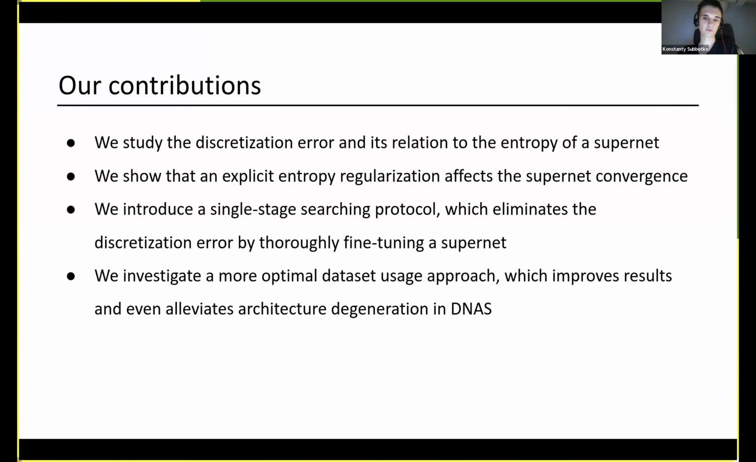So we have a few contributions. First, we demonstrate and quantify the discretization error, and in particular, we demonstrate its relation to the entropy of a supernet architecture. And then to eliminate the issue, we introduce a novel single-stage searching protocol. We have some other contributions, but we do not have enough time in this presentation to cover them. So if you're interested, we ask you to check our paper.